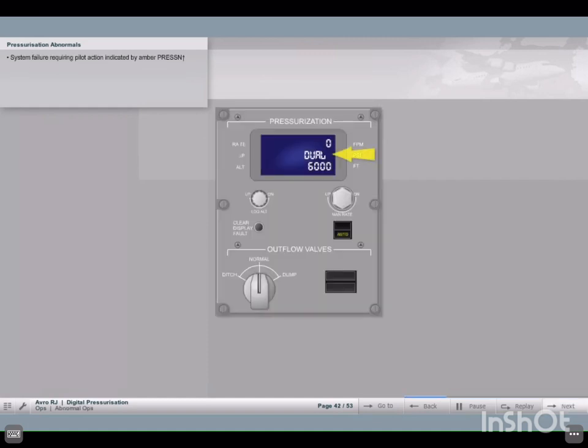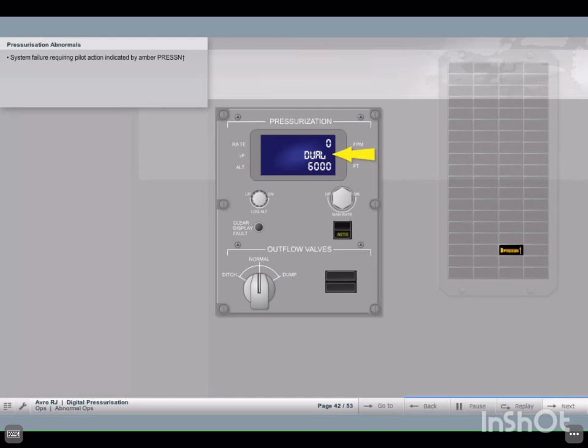A system failure requiring pilot action is indicated by amber pressurization. If the warning is accompanied by either dual, indicating a dual control channel failure, or ADC, indicating a dual ADC failure, manual mode must be selected.